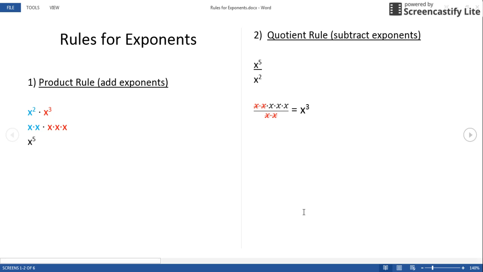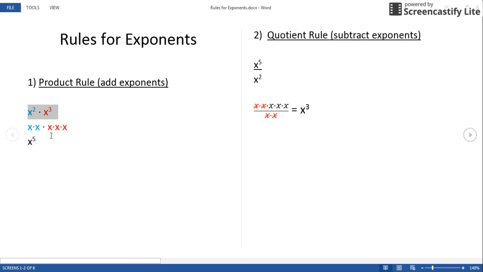Let's talk about rules for exponents. There are 5 of these rules that we'll need to know. The first is the product rule. The word product means that we are multiplying two things together. For instance, x squared times x cubed. Notice that they both have the same base, x, and we're multiplying these things together.